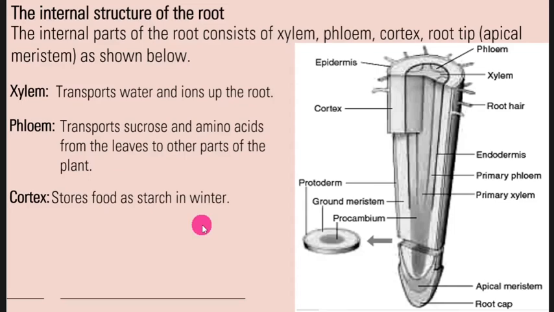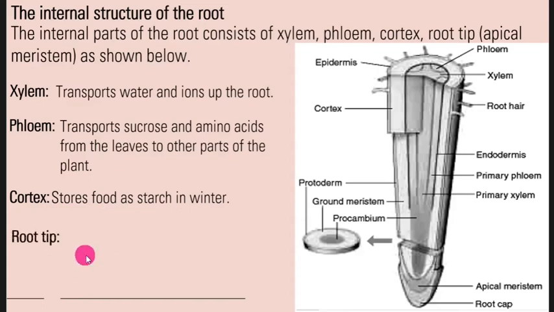So in times when we are in a dry season, plants do not make a lot of food because of lack of a lot of water. So plants do store some food in a part of a leaf or a root called the cortex. So it stores food as a starch in winter. All right. Now what else?